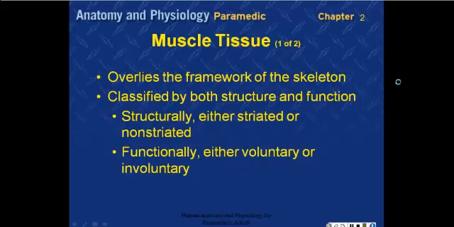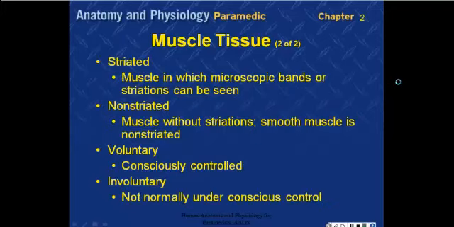From a functional point of view, muscle can either be classified as voluntary or involuntary. In striated muscle, when you look at it under a microscope, it has bands or striations. Non-striated means that it's smooth. Voluntary means that you can consciously control the muscle. Involuntary means it is not normally under conscious control, but rather under the control of the autonomic portion of your nervous system.